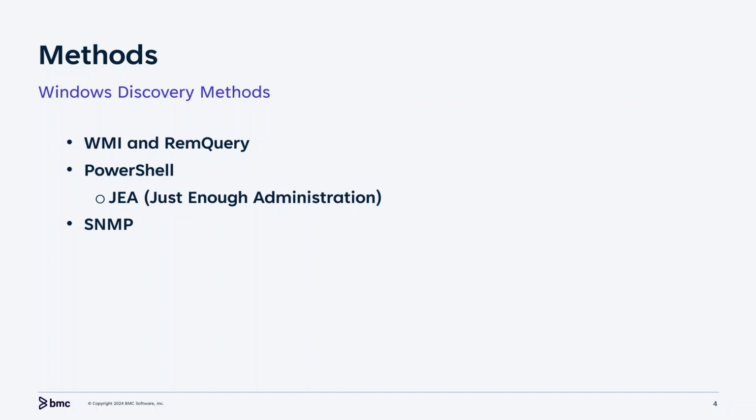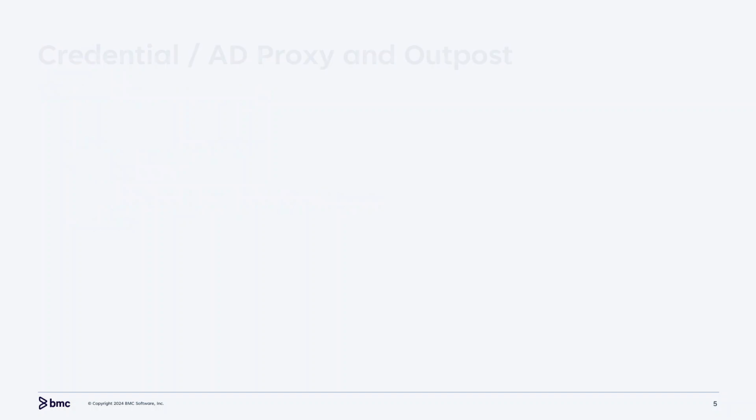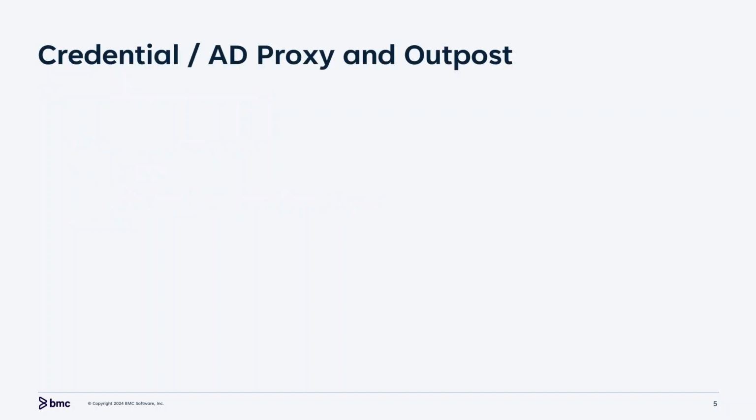SNMP, I have specified it, though it is the least used method to discover the Windows endpoints, but it is one of the supported methods. There are some pros and cons of using SNMP, so we are going to see that in the demo as well. Now let's understand some of the key components of Windows Discovery.